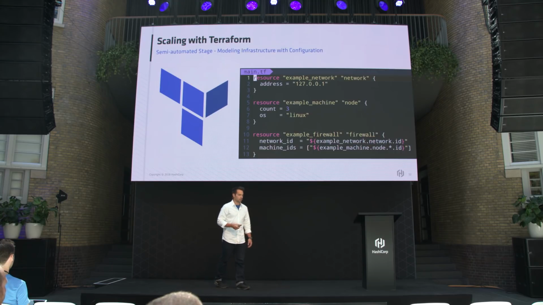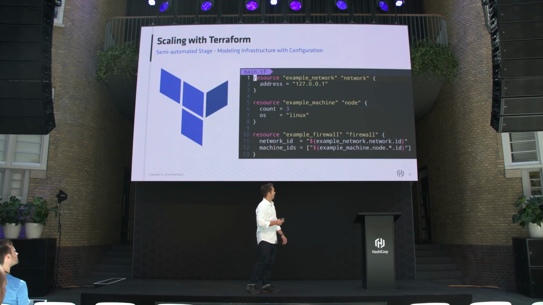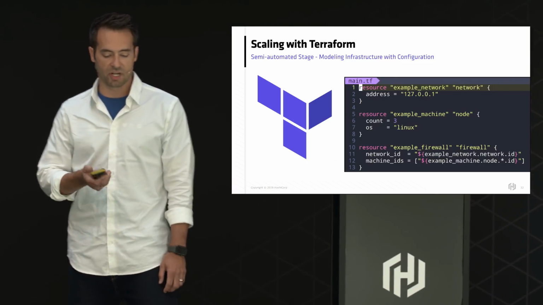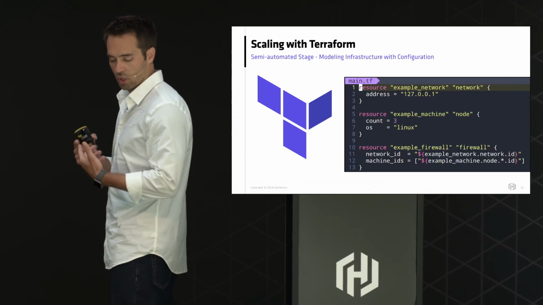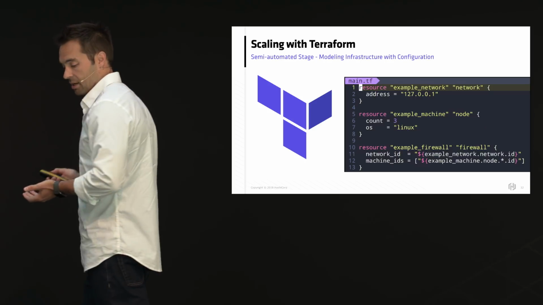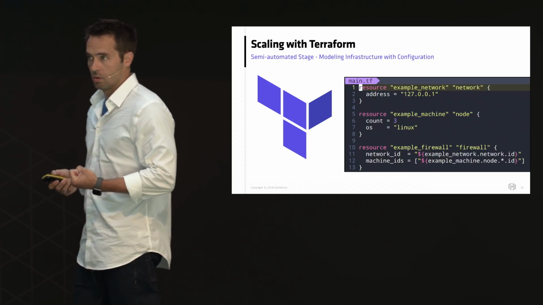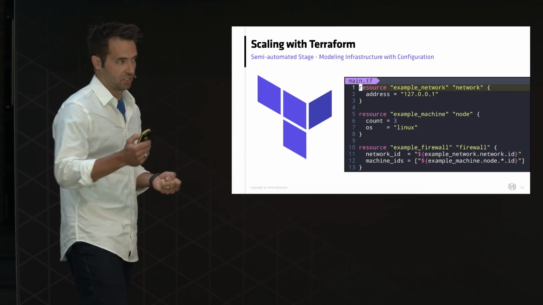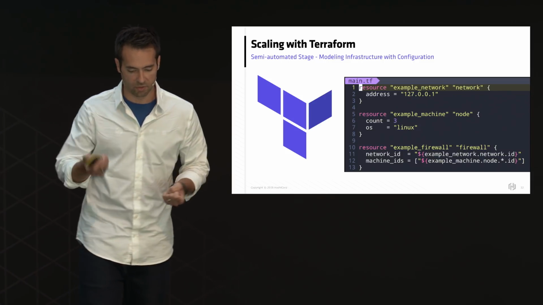So for modeling, here's an example configuration file if you have not seen HCL or Terraform code. This is an example configuration. We've got three things here: a network, a node, a firewall. To model these things, we use HCL, which is a human-friendly language, but it can also be machine-friendly too. You can use JSON, it's back and forth.